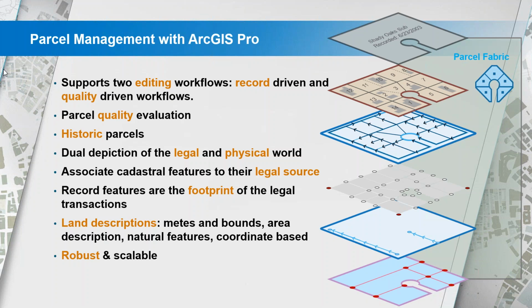Likewise, since we are creating that system of record, we want to be able to defend that parcel description against its legal source. And that's where we bring in the record features, which are the footprint of that legal transaction. In the ArcMap parcel fabric, we had something known as the plan. And the plan described the legal record or the legal source that caused that parcel to become a parcel. What we're doing in the Pro fabric is taking that information and making it spatial so that we can actually see the spatial extent of these records. And depending on where you are, there are many different ways to describe land.